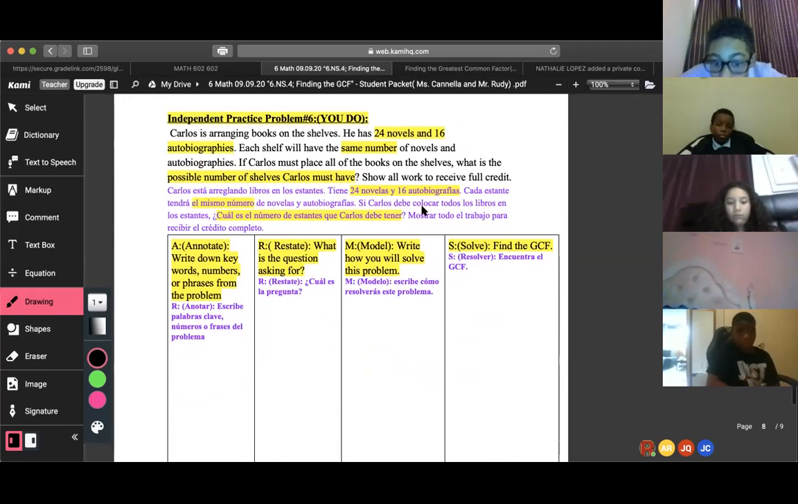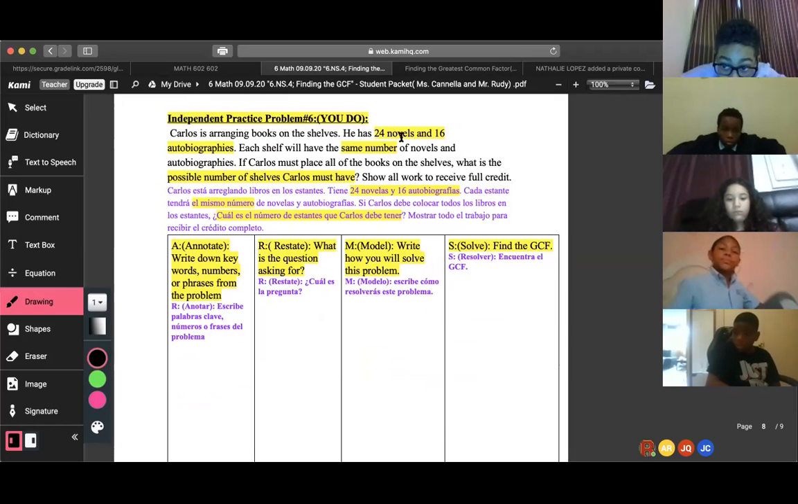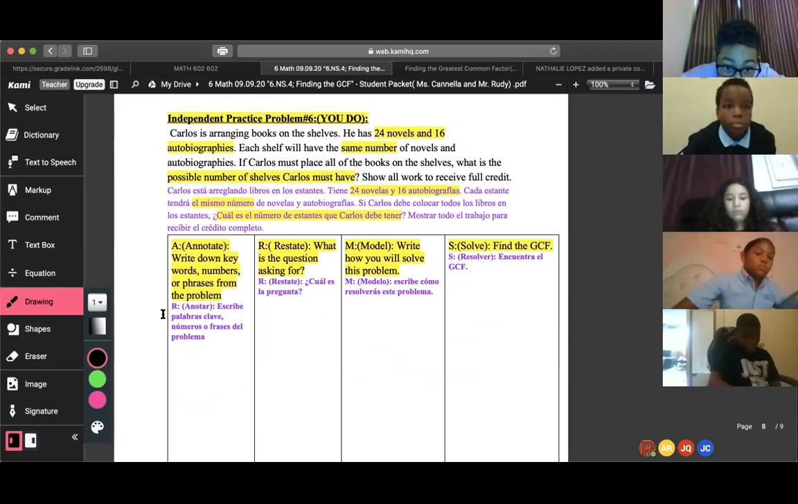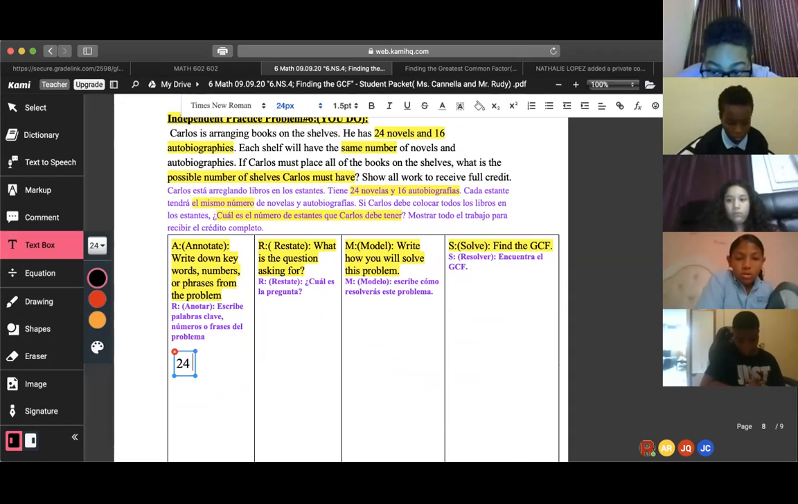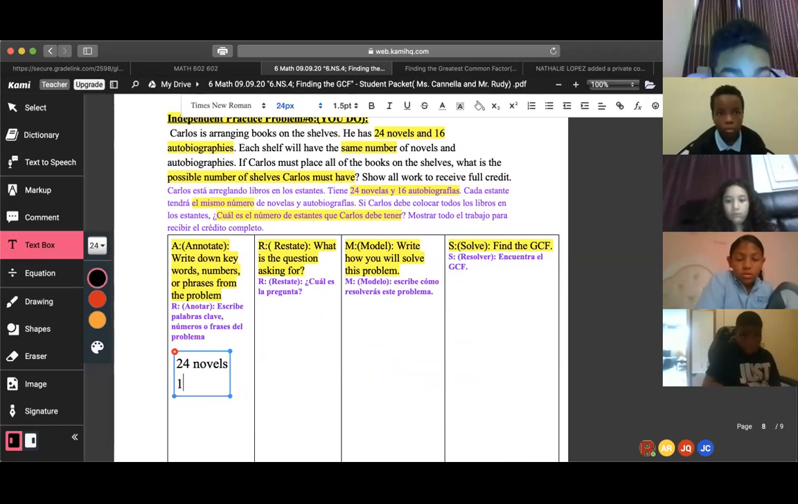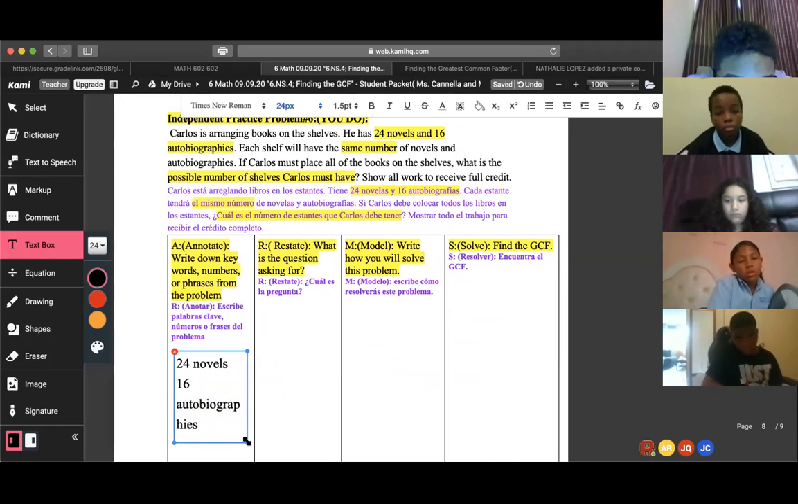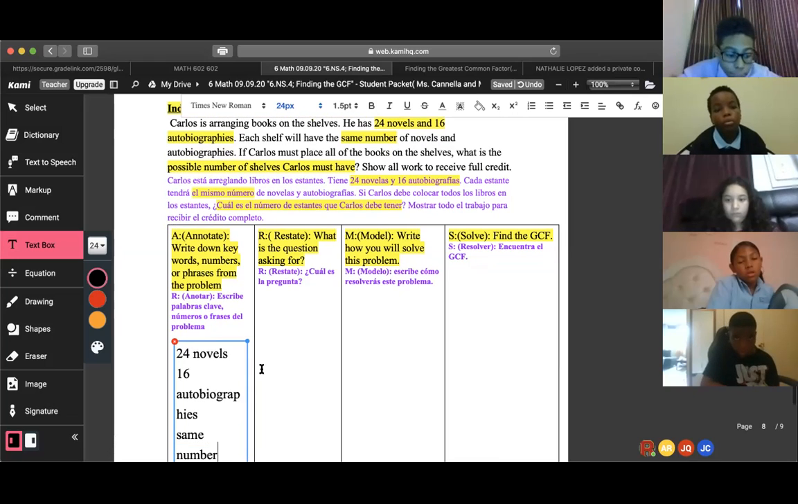Okay, guys, let's do the next one together. It says, Carlos is arranging books on a shelf. He has 24 novels and 16 autobiographies. Each shelf will have the same number of novels and autobiographies. So they're asking, what is the possible number of shelves? So we already know 24 and 16 are important. We know that we have to figure out.